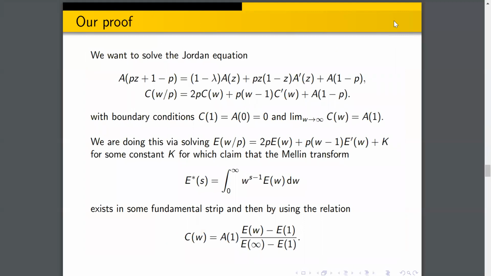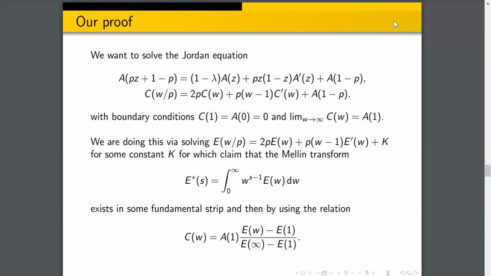So okay, we started by writing down Jordan's equation, and we wanted to solve it. The first thing we did was to manipulate the variables and the functions, and we obtained the function in the second line, the function in C, which is basically expressing that C of W over P is a linear combination of C of W and C prime of W, plus some constant. Unfortunately, the boundary conditions that we got were for C of infinity, which is fine, and for C of 1, which is problematic in the sense that the Mellin transform, as we know, would require the boundary conditions to be in 0 and infinity.